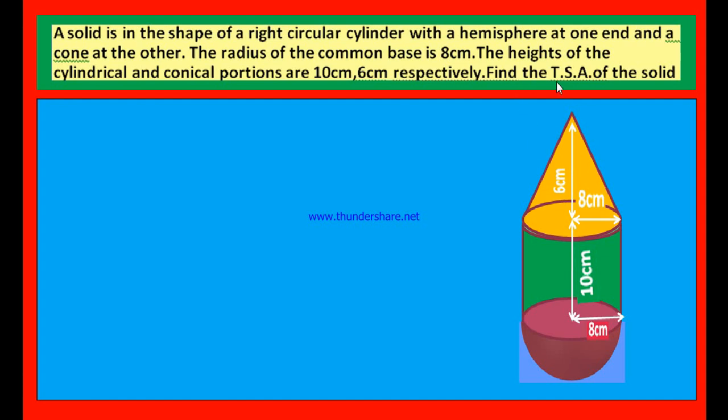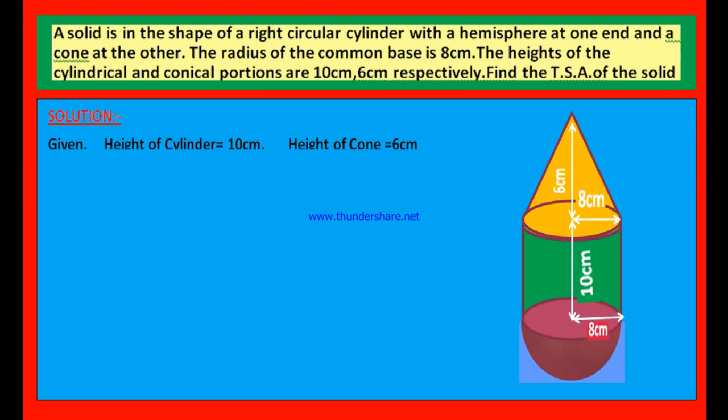Now we have to find the total surface area of the solid. Here is the solid. In order to find the total surface area of the solid, it is nothing but the curved surface area of the hemisphere plus the curved surface area of the cylinder plus the curved surface area of the cone. Now, first of all, let us write what is given in the question.